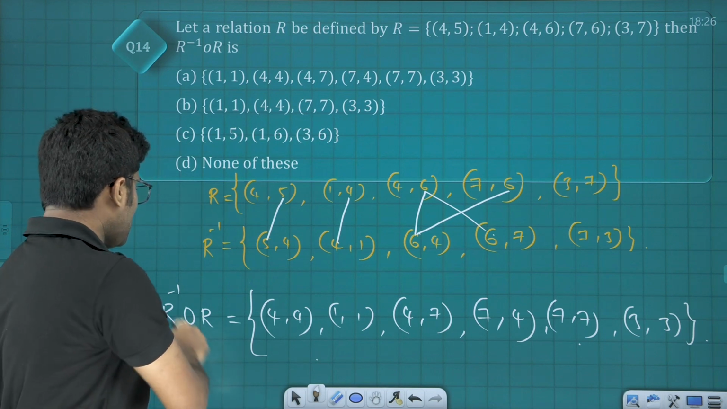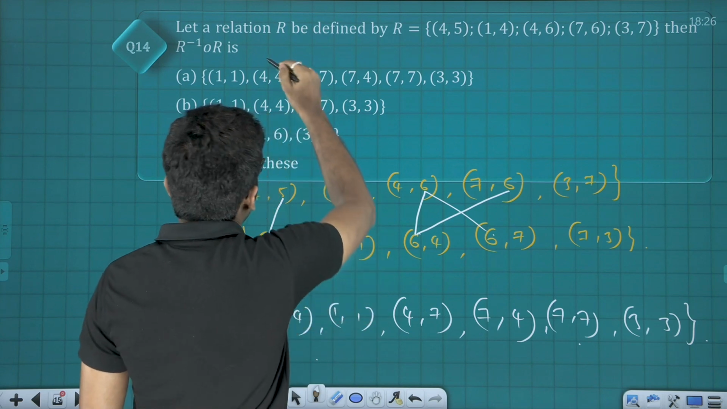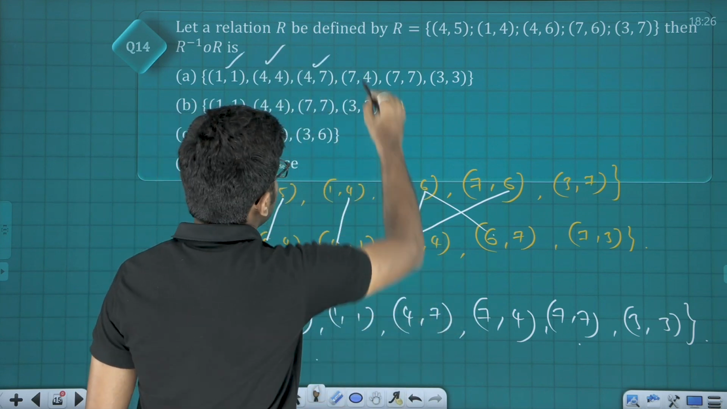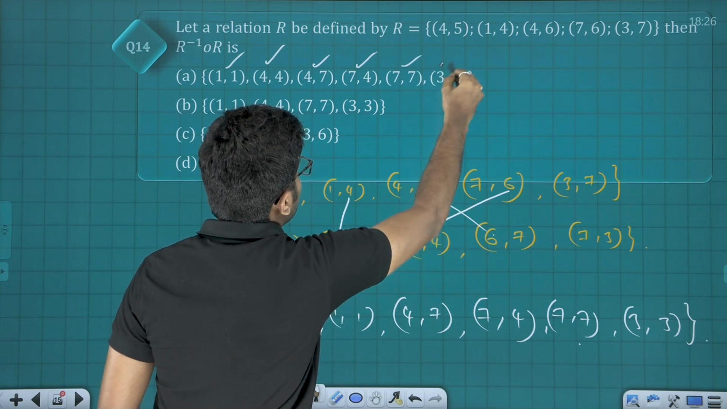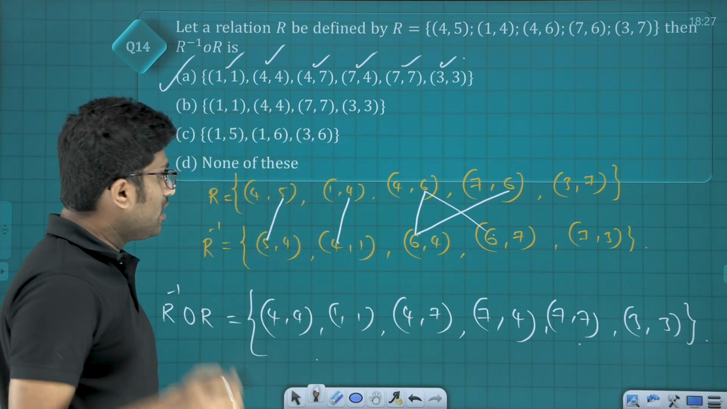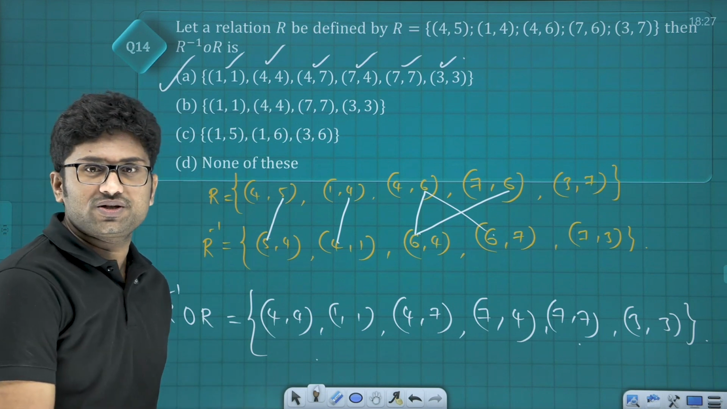So what are all the elements in R inverse circle R? (4, 4), (1, 1), (4, 7), (7, 4), (7, 7), (3, 3). So only the first option contains all the elements, and this is what our R inverse circle R is. Clear? Like composite functions, composite relation.